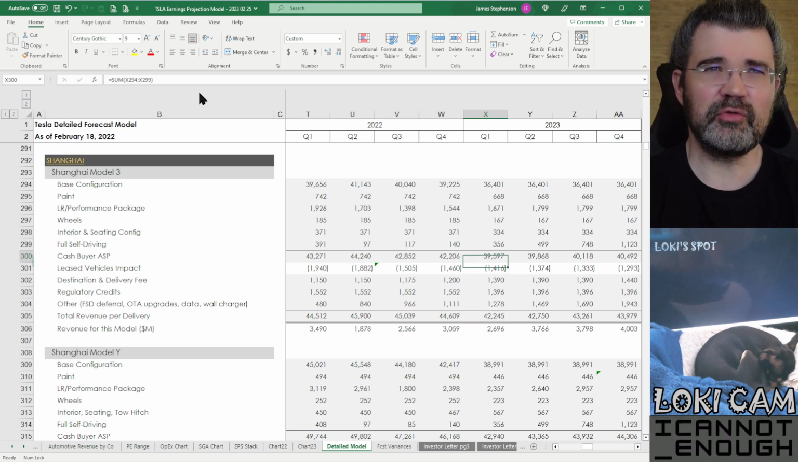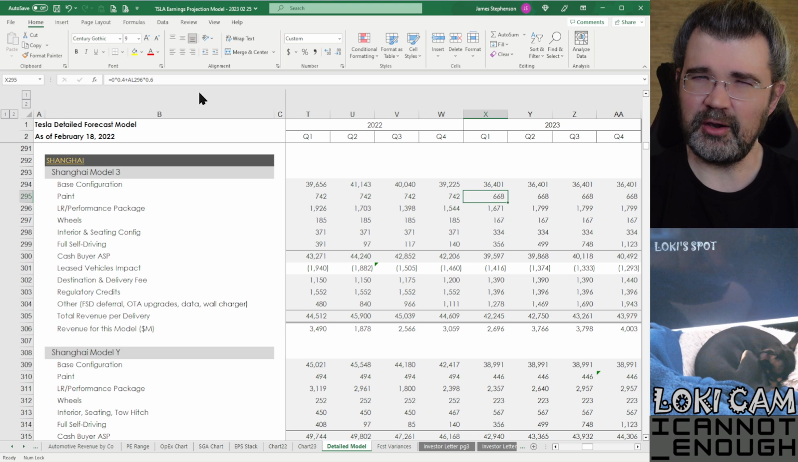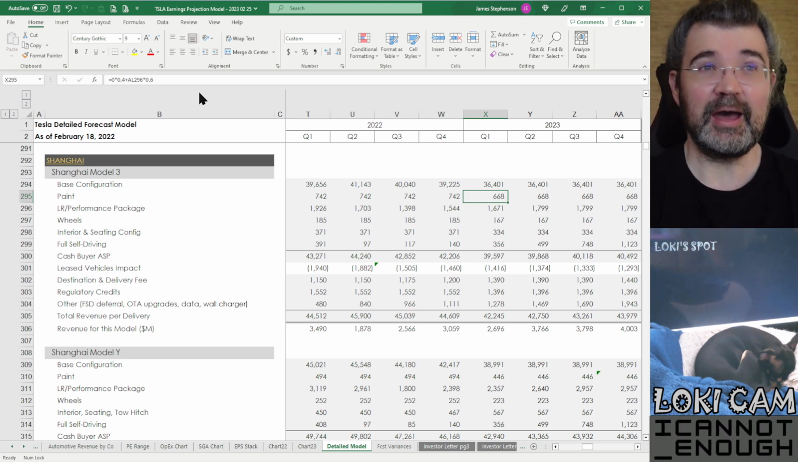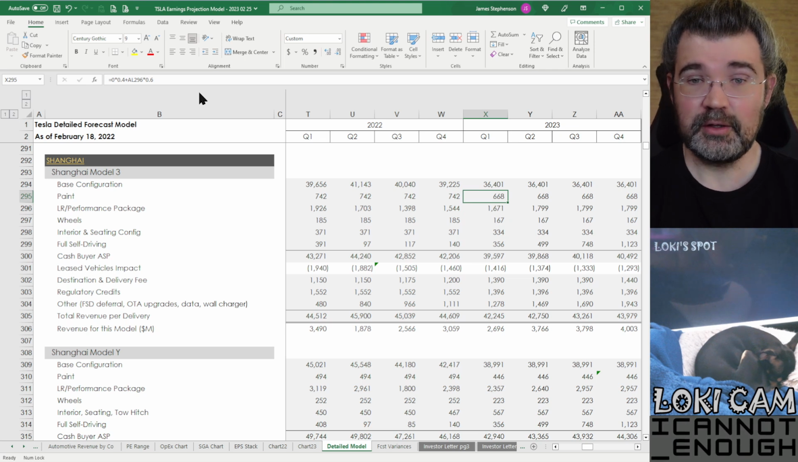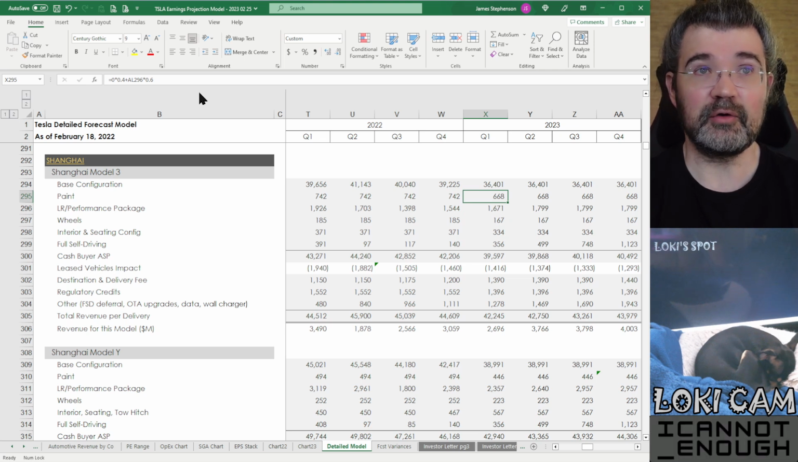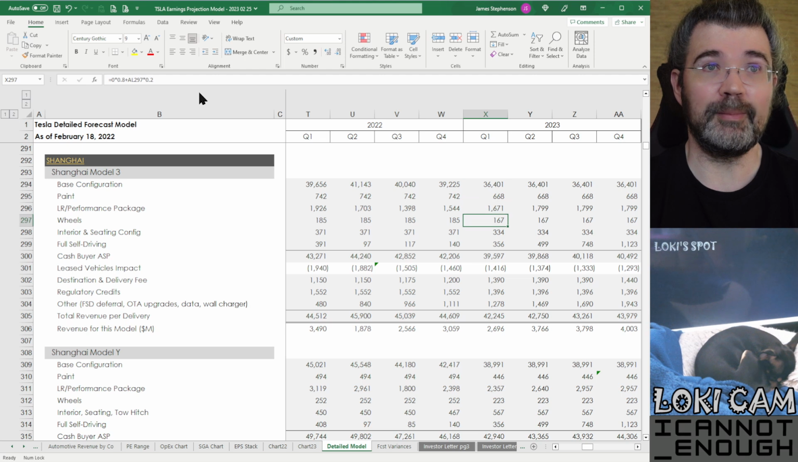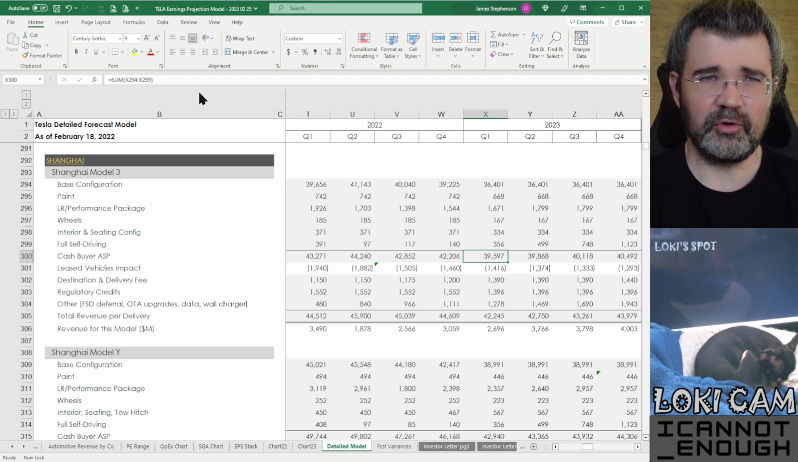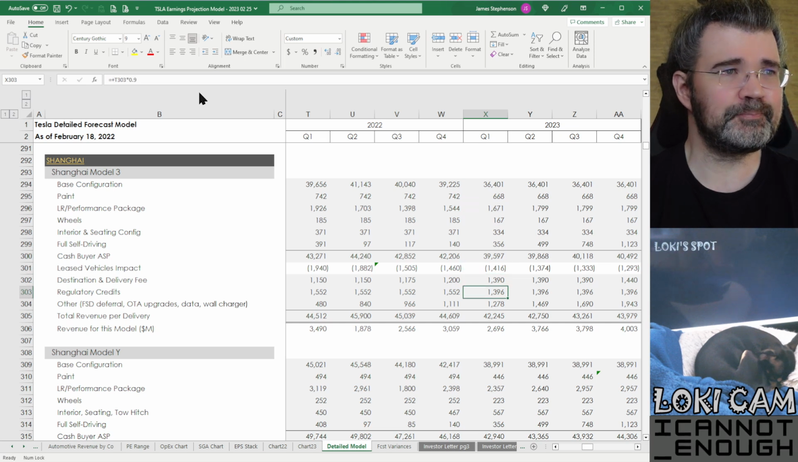Now some of these assumptions seem high to you. Recall that not all of these vehicles will be sold in China. Half of them will be exported to Europe and the rest of the world, where more people will buy more of the options than the famously frugal Chinese buyers will.